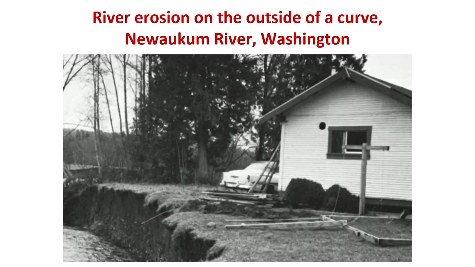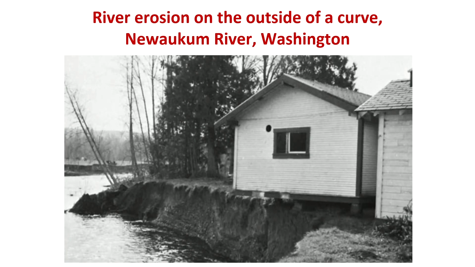This is an example just to give an idea of what usually happens if you have your houses sitting on the meandering side. This is from the Newaukum River in Washington. This is the final stage of that. Of course, by now it might have fallen down because of the bank erosion.